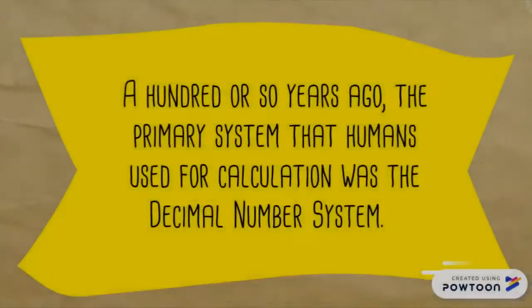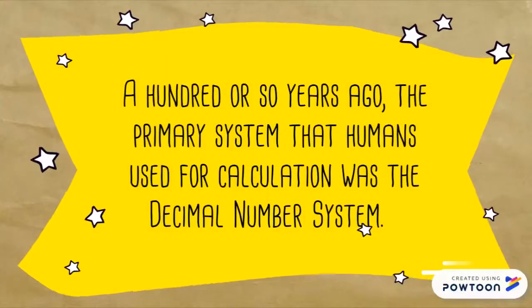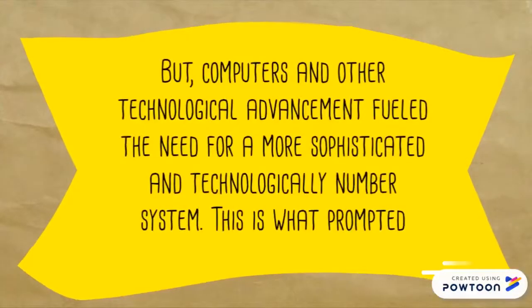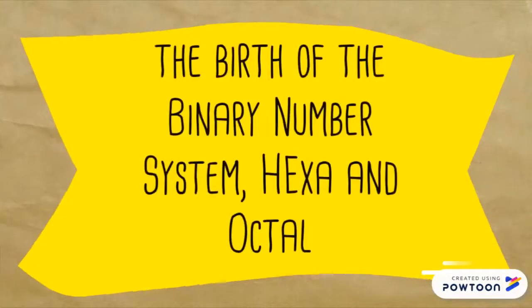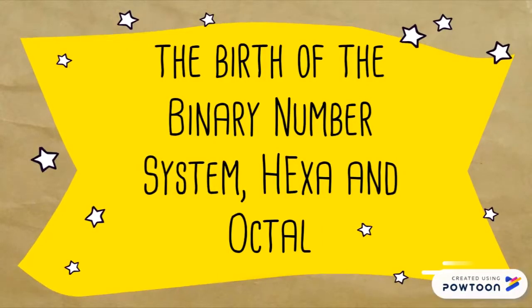Hi, we're gonna talk about the brief history of number systems. 100 or so years ago, the primary system that humans used for calculation was the decimal number system, but computers and other technological advancements fueled the need for a more sophisticated and technological number system. This is what prompted the birth of the binary number system, and so on the hexa and the octal number systems.